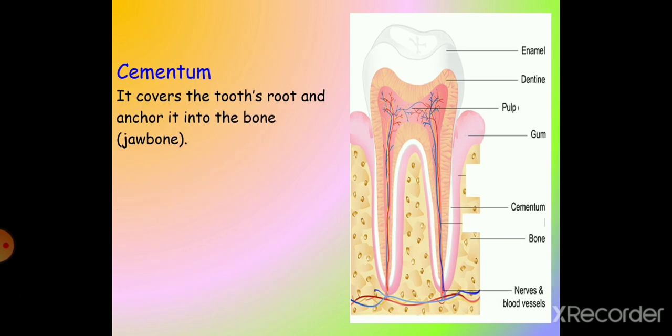Next is the cementum. It is also known as cement because just like cement is used in the construction of the foundation of a house to provide strength to the house. It makes sure that the foundation of the house is strong so that the house stays grounded and secure. In a similar way, the cementum also covers the root of the tooth and it anchors it into the jawbone. The cementum is actually a bone-like material that covers the root of the tooth.